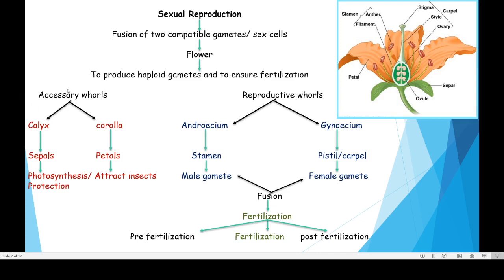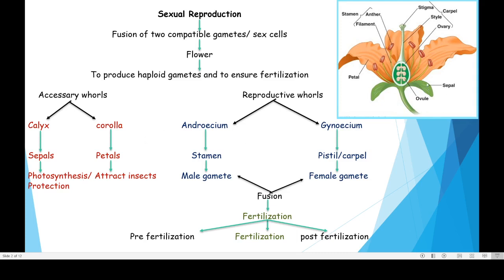Now, accessory whorls are again of two types. One is the calyx and the other is the corolla. Calyx is the outermost whorl of the flower. This green part that you can see over here is the calyx. The individual part of the calyx is known as a sepal. This one part that you can see is the sepal, and collectively they are known as the calyx.